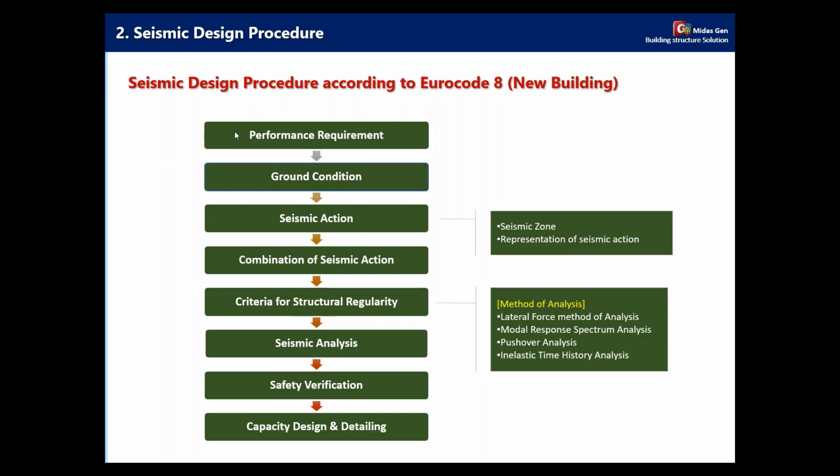First of all, we have to define the performance requirement, and we need to analyze the soil, the ground where we are going to place our structure. Then we are going to check the seismic action and the combination of seismic action. The next point is the criteria for structural regularity, and then we make the analysis. Then we can verify. We can even use the capacity design and detailing using our software, Midas Gen.